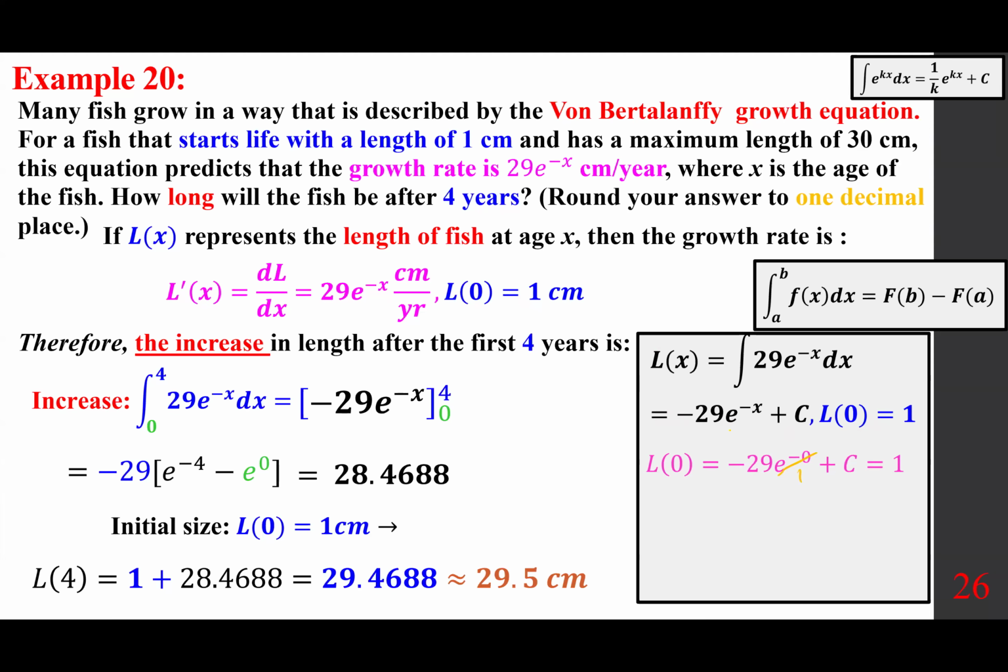E to the power of 0 is 1, so minus 29 plus what number is 1? The number 30. And now all you have to do is plug in 4, L of 4, and you get exactly the same answer. The advantage, again, as I mentioned before, is that if they ask you for the length after 5 years, 6 years, 7 years, all you have to do in this formula is replace it accordingly.